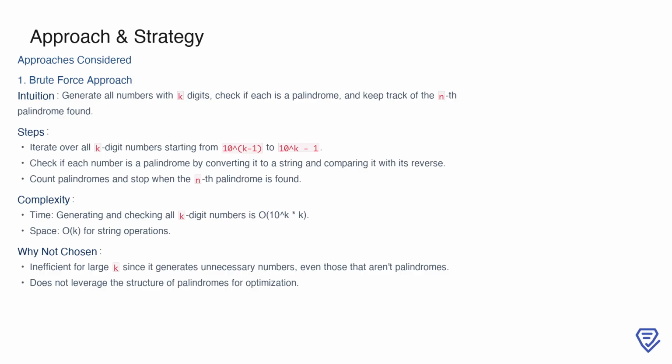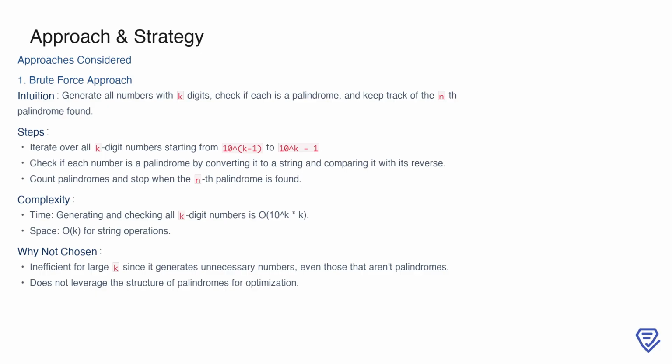For each number, we convert it to a string and compare it to its reverse to determine if it's a palindrome. If it is, we increment our count until we reach the desired n. However, the inefficiency of this method becomes apparent when we analyze its complexity.